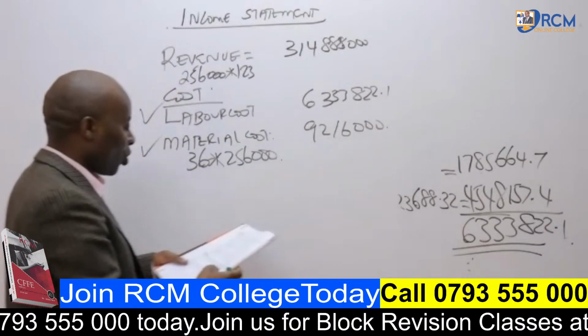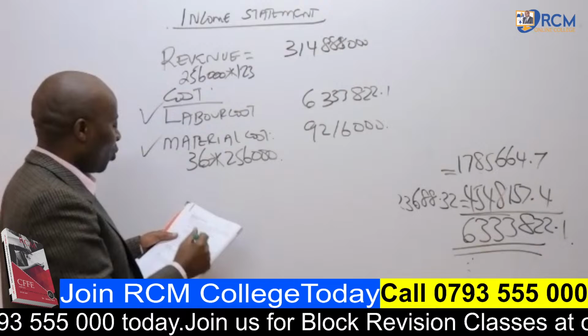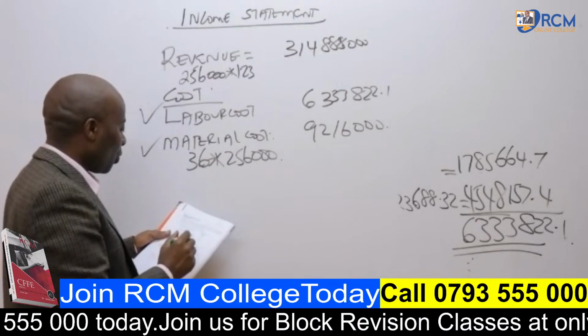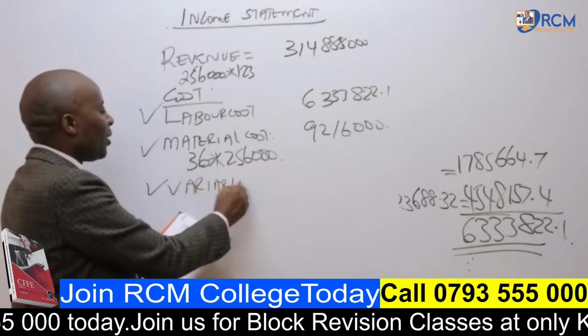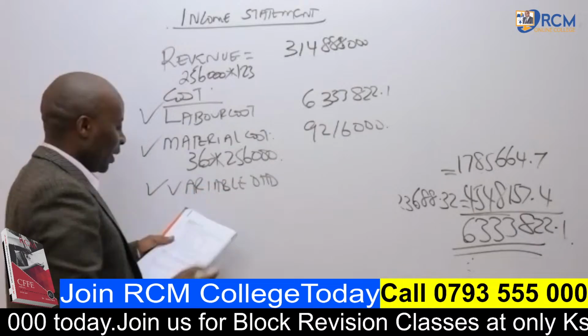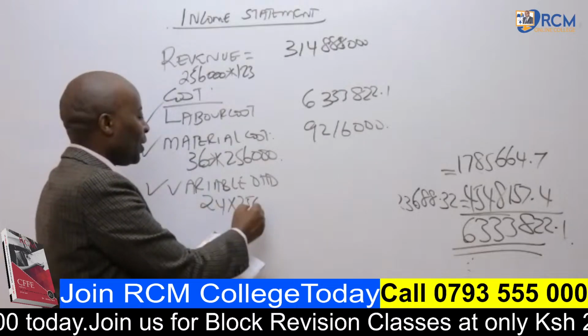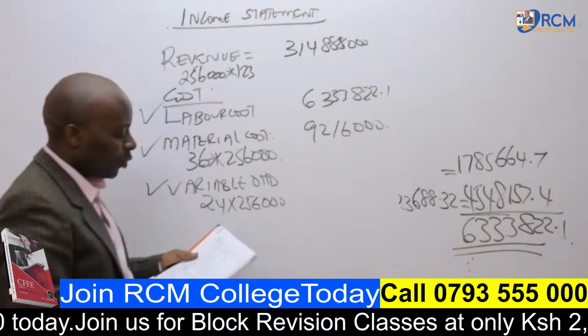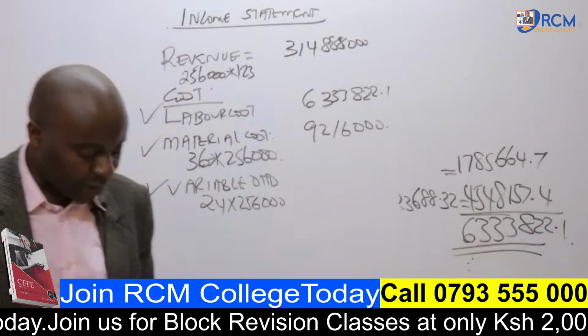Apart from material cost, do we have another cost? Oh yes, we have the variable overhead cost. So I'll talk of variable overhead. The variable overhead per unit is 24 times 256,000 units. What are you able to see, ladies and gentlemen, us getting there?